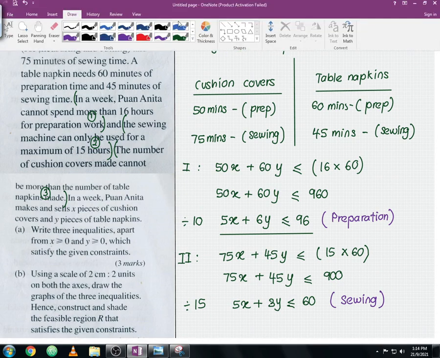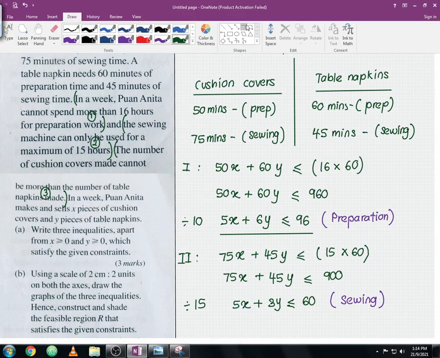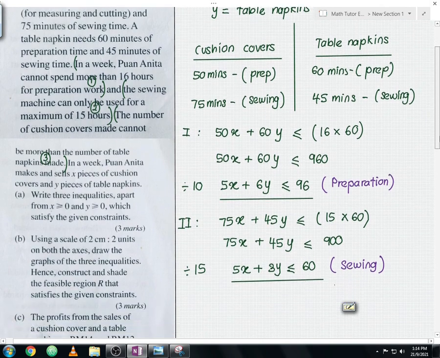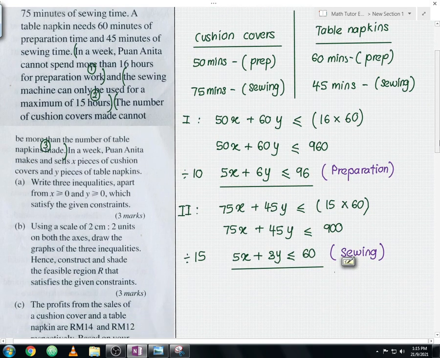Okay, and I'll underline the second constraint. Okay, so let us move on to constraint 3. For constraint 3, it mentioned here the number of cushion covers made cannot be more than the number of table napkins made. So from here, let us begin for constraint 3.